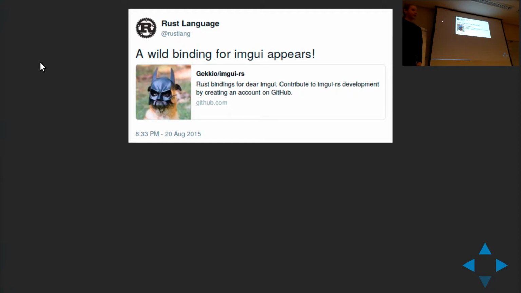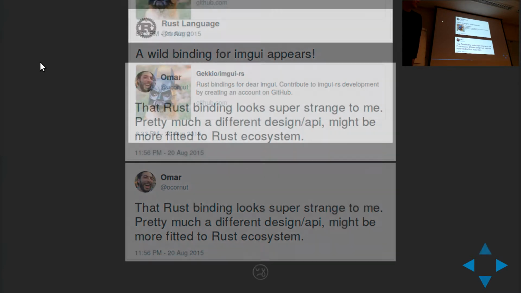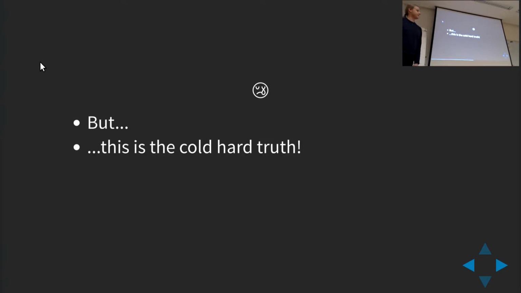And then the Rust lang Twitter account tweeted my library. This was exciting, there was some publicity, even though the code wasn't the best at the time. And even the developer of Dear ImGui noticed this. And this is what he then tweeted. That Rust binding looks super strange to me. Not quite the response I was expecting, but yeah. So my initial reaction was this, sad face. But when I thought about it, it's actually true.